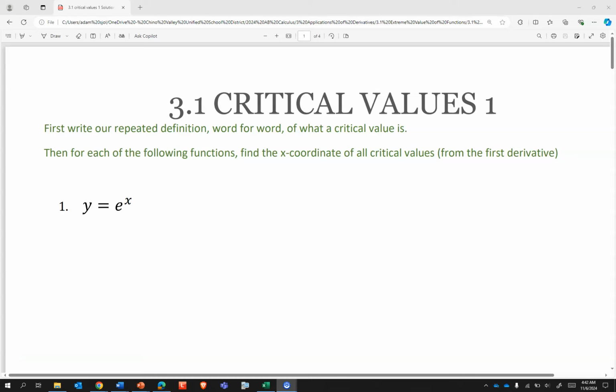I'm curious how many of you are just going to copy down the results without writing out our definition. A critical value is one that makes a derivative equal to 0 or undefined.